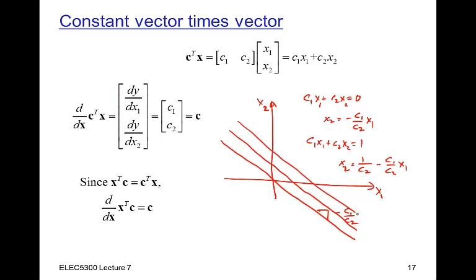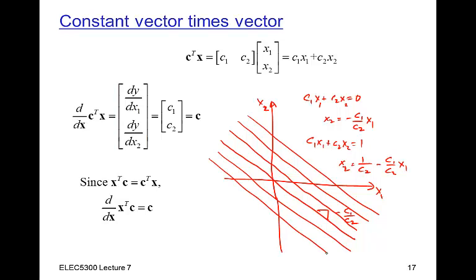And so the level sets of this function are all parallel lines, and what this means is that this is just a ramp, right? And in particular, I'm going to go up in, let's say, this direction, like this, okay? If C1 and C2 are both positive.